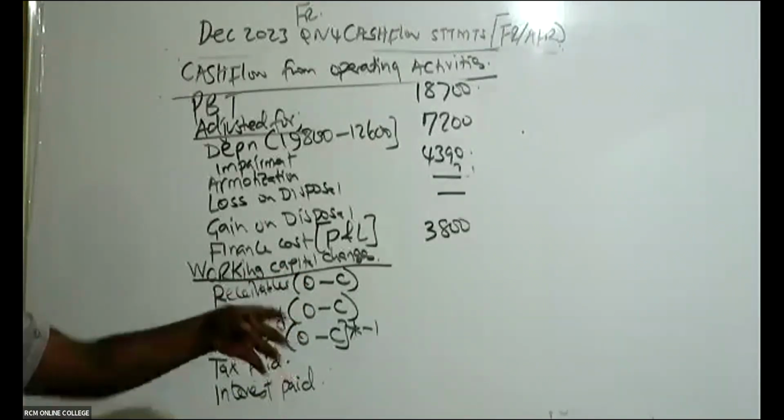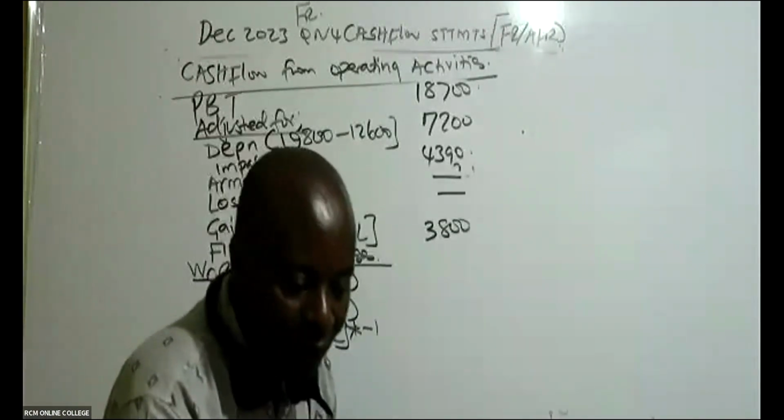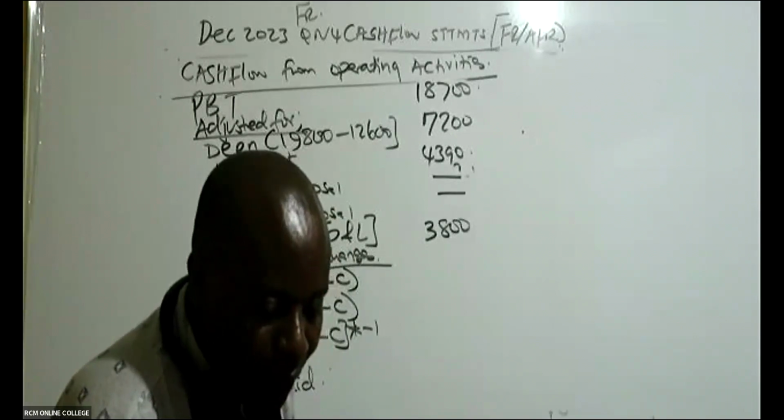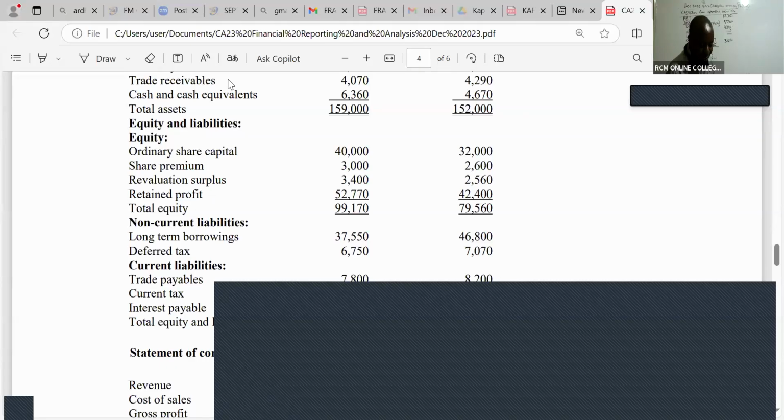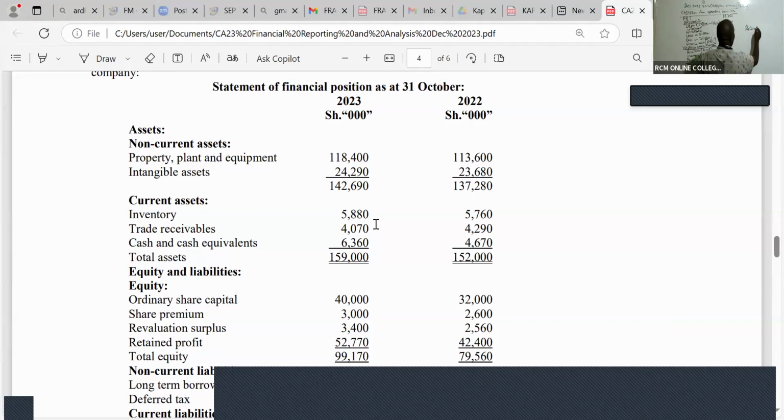Opening minus closing. So you look at the balance sheet, the two years, opening figure for receivables minus closing figure for receivables. What do we have, ladies and gentlemen? From the balance sheet, you can see receivables here. Remember, the first year is your opening. So receivables, it's 4290 minus 4070. Is there somebody who is able to give me that difference?